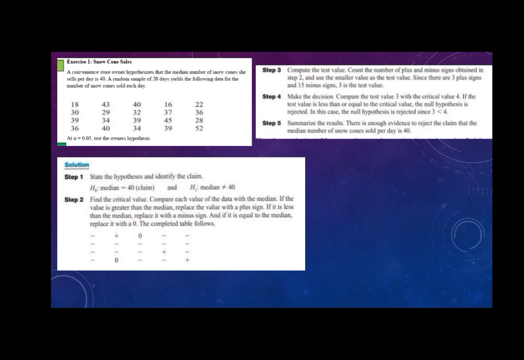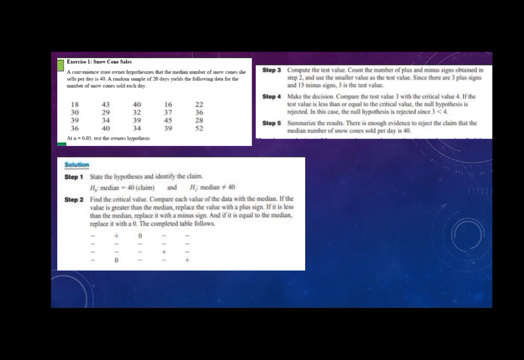Again, if the test value is less than or equal to the critical value, the null hypothesis is rejected. In this case, the null hypothesis is rejected since our test value is equal to 3 and our critical value is 4. 3 is less than 4. Therefore, the null hypothesis is rejected.